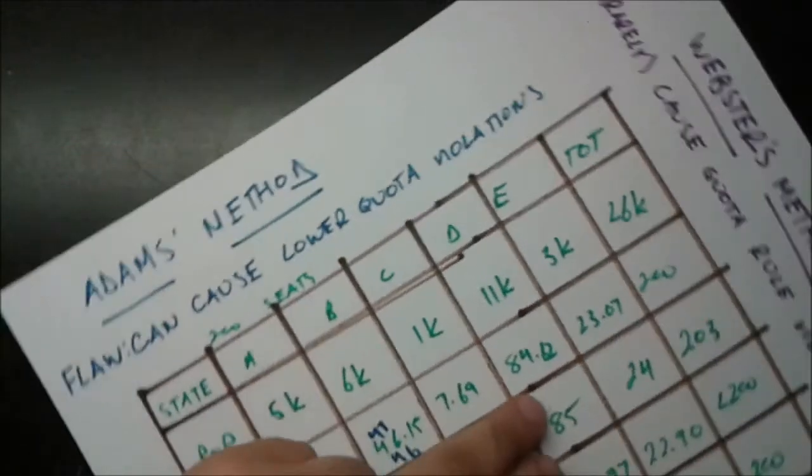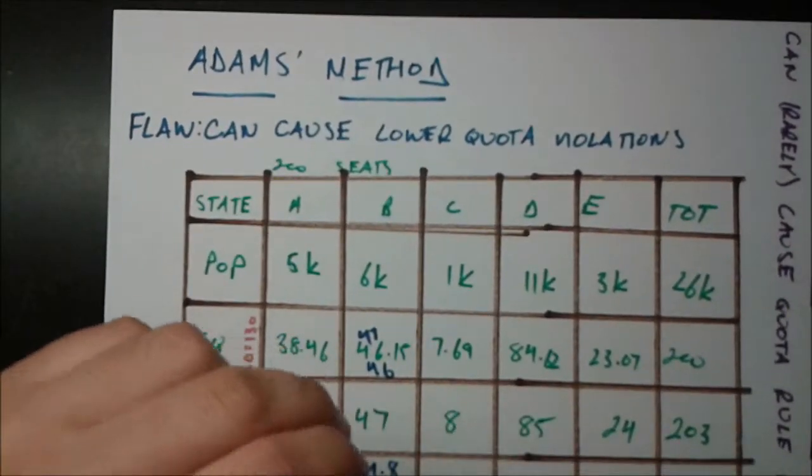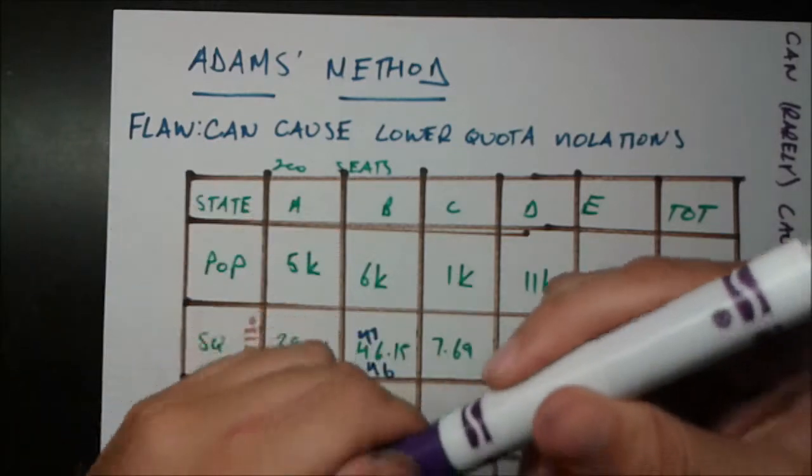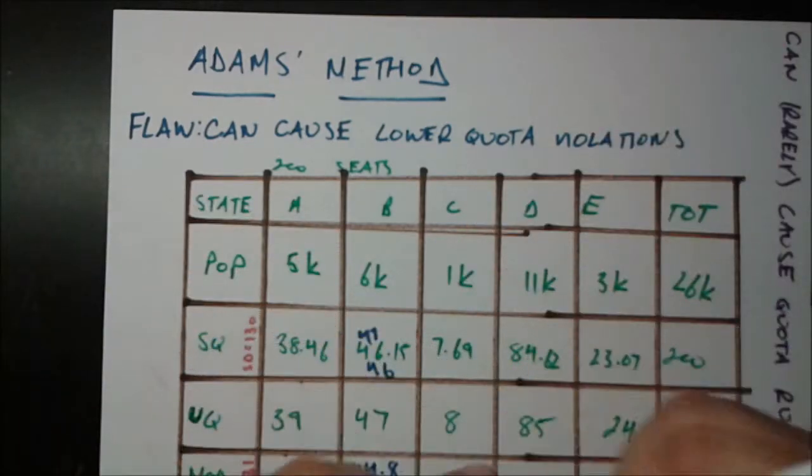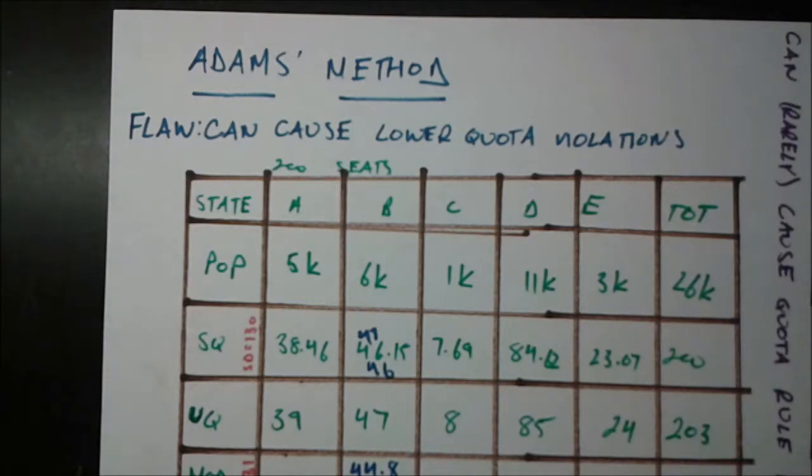So Webster's method is kind of a middle ground between Adams' method and Jefferson's method. So I'm going to do the work for it in purple. What we do in Webster's method is we just round. So we round normally, how we've learned rounding since we were in elementary school.